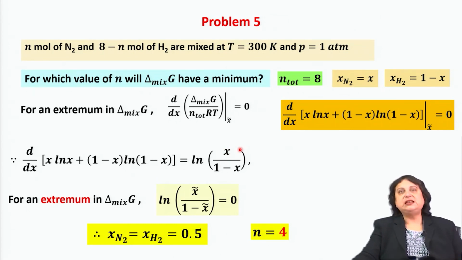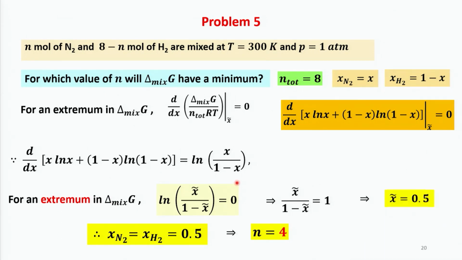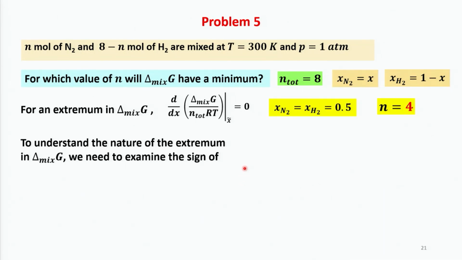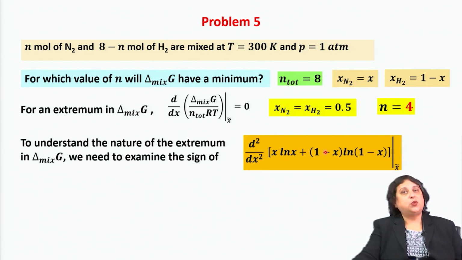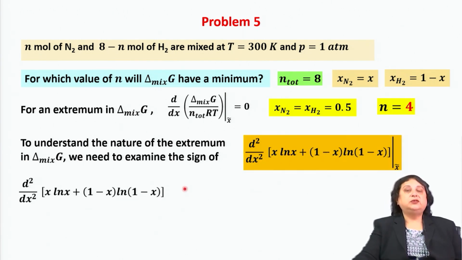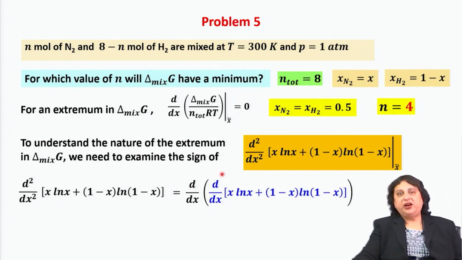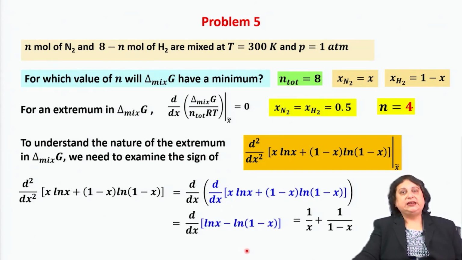But I have not still answered the question whether this extremum is a maximum or a minimum. For that, obviously, I have to go back and try and understand the sign of the second derivative of this quantity. If I want to find the second derivative, I have already taken the first derivative, so I need to take a derivative of this quantity shown in blue, and that turns out to be this quantity, and this obviously is positive.